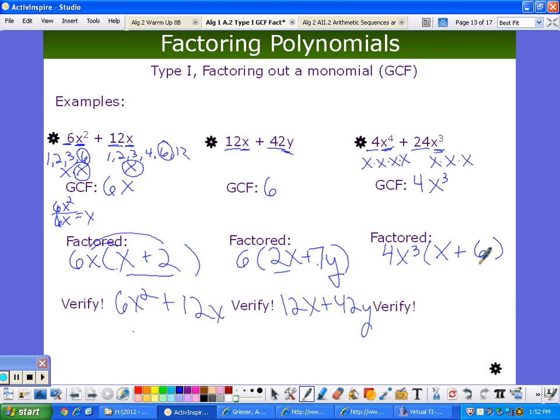So let's verify and make sure. Because sometimes, do I put an x? Do I not put an x? That verify step will help you. 4x cubed times an x. 4x cubed times a 6. Did I get back what I started with? Yeah, I sure did. They're the same. And then I also check in here, this is a prime polynomial. There's no other greatest common factor, there's no other way I can factor that out. It's good. Nothing else in common.